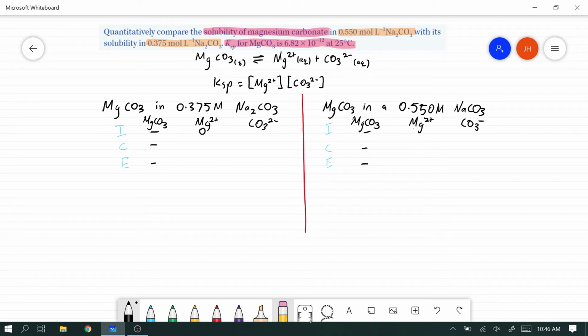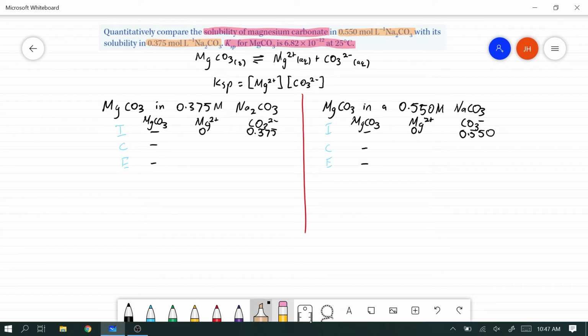So for magnesium in both of these, there's going to be no concentration of magnesium ions initially, but there is going to be a concentration for the carbonate, and that's going to come from our sodium carbonate solution. So depending on what the concentrations are, that's going to dictate what the concentration of carbonate ions in solution is. They're just going to match the molarity of the sodium carbonate solution, essentially.